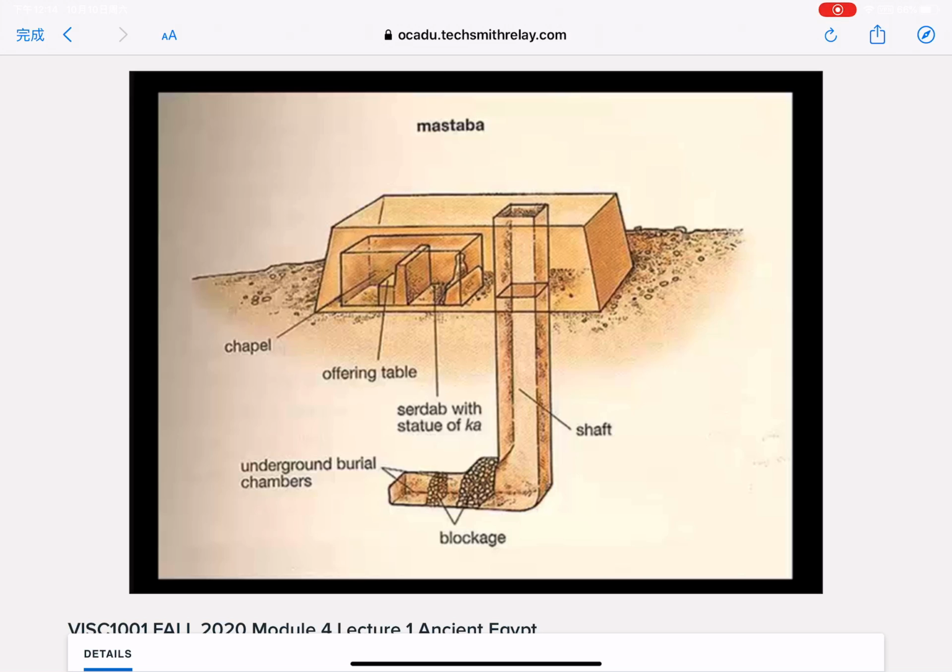The actual body of the deceased rested in a sarcophagus or stone coffin in an underground burial chamber. And this is the subterranean portion of the tomb. There would be a burial chamber, and the body would be contained in a sarcophagus or a type of stone, usually stone, coffin.